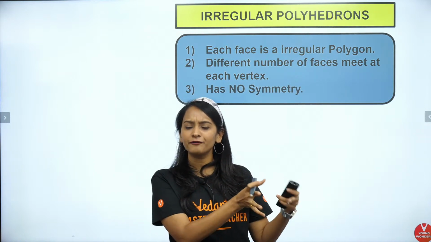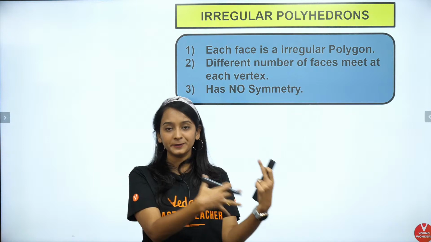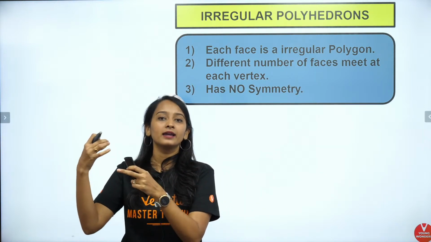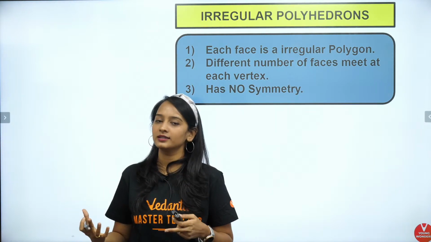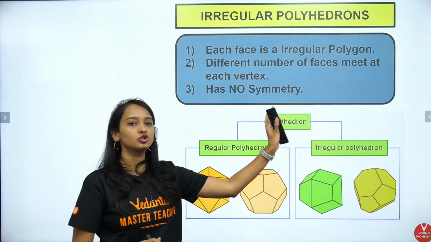Few vertices are formed by 4 faces combining together. Few vertices are formed by 3 faces combined together. But in a regular one, it's the same number and it has symmetry.